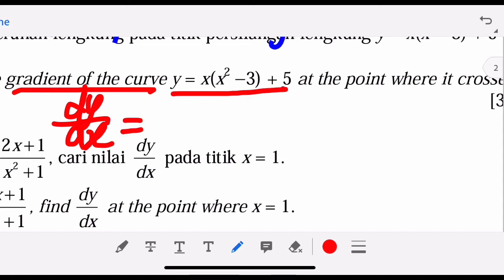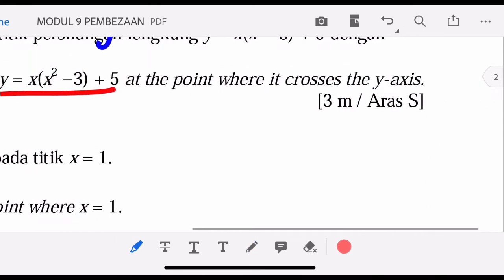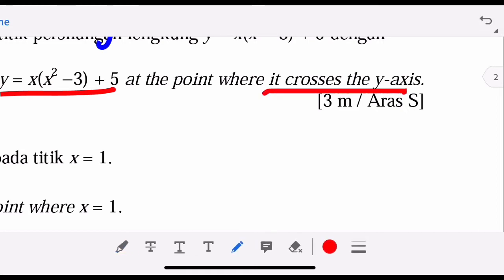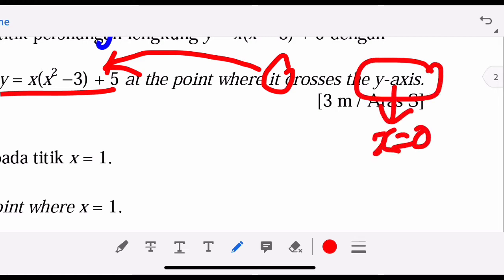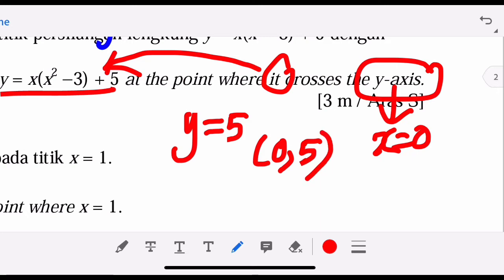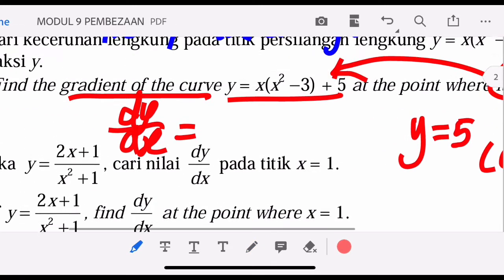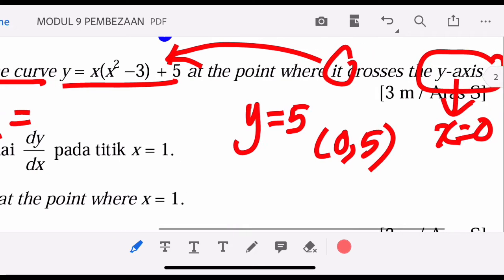So you're going to find dy/dx for this curve, and when you find dy/dx, you need the x value, but they actually don't tell you. They say the curve, the 'it' here, refers to this curve. It crosses the y-axis. When it crosses the y-axis, it means x must be 0. So y will become 5, which means the point is (0, 5). Now you have to find dy/dx and substitute x equals 0.